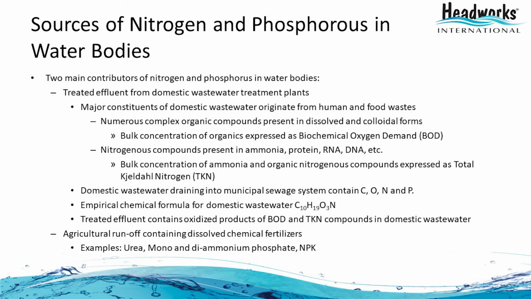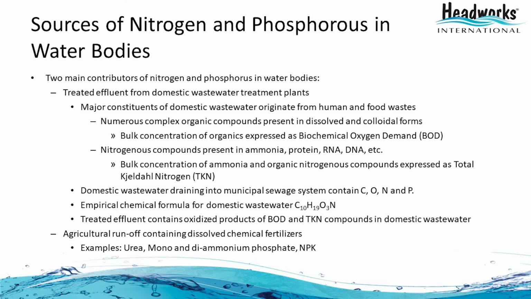Domestic wastewater that comes into the municipal sewage system consists primarily of carbon, oxygen, nitrogen, and phosphorus. And of course, there are other minor elements or micronutrients. An empirical chemical formula of domestic wastewater is C10H19O3N. When this raw wastewater is treated in a treatment plant, the majority of the organic compounds are oxidized. BOD is removed to more than 90%, and TKN, or nitrogenous compounds, are consumed by the growth of the microorganisms that carry out the wastewater treatment.